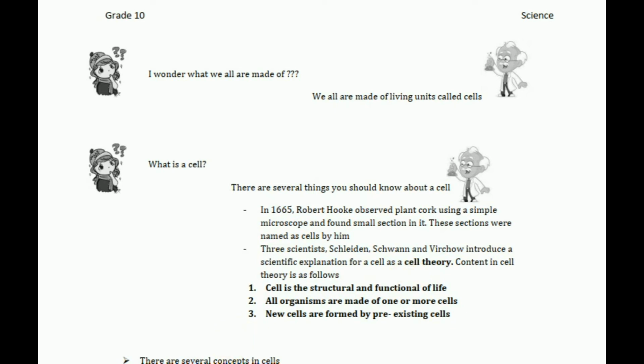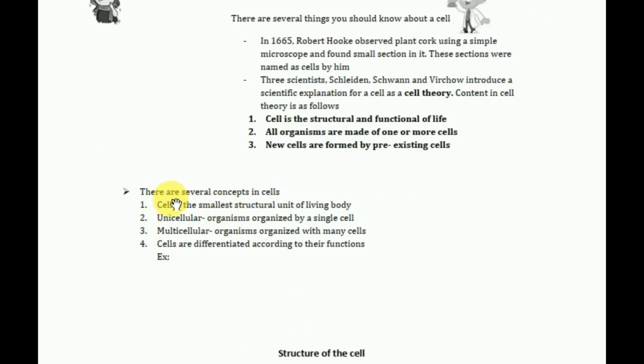Right, we are shifting to the next part. Here I just want to figure it out, that's why I put this. There are several concepts, that means several scientific ideas about cells. The first thing it says: the cell is the smallest structural unit of a living body. What do you mean by that? If you divide yourself into small units, the final living unit that builds up the body is a cell. That means we are multicellular.